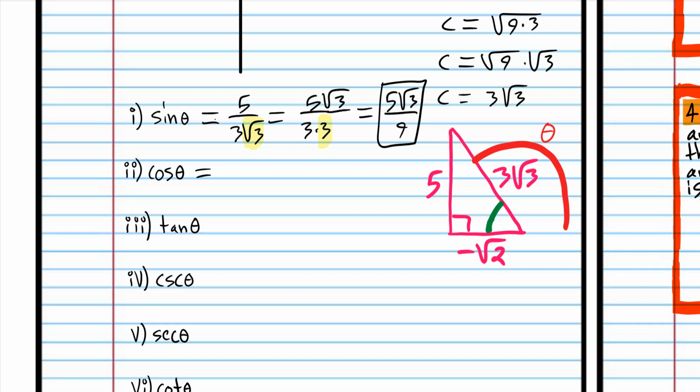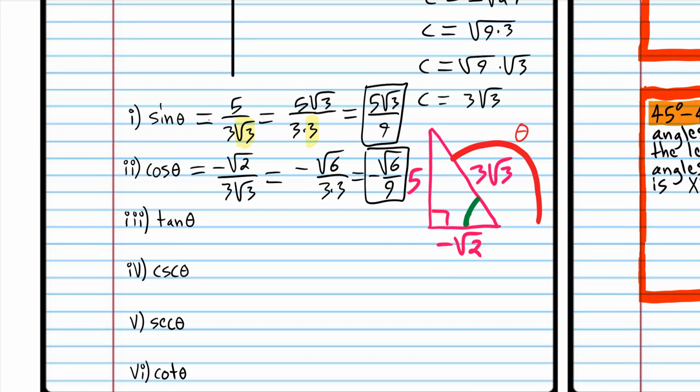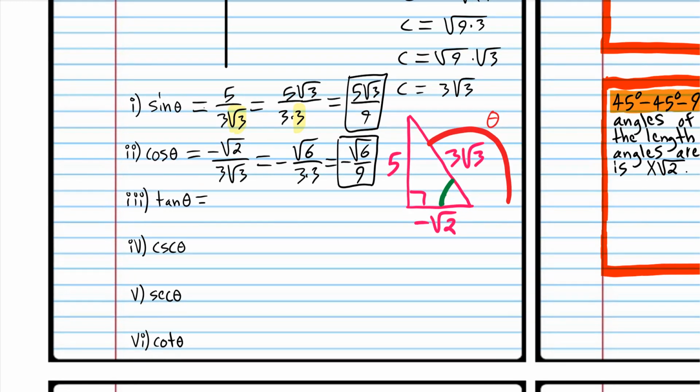Cosine theta is equal to the adjacent side of the green angle divided by the hypotenuse. Multiply both sides of the fraction by root 3 and we get root 6 over 3 times 3, which again simplifies to root 6 over 9. Sorry that it's kind of cramped here. Tangent theta is the side opposite the green reference angle divided by the side adjacent. Multiply both sides by root 2 and we get 5 root 2 over 2.